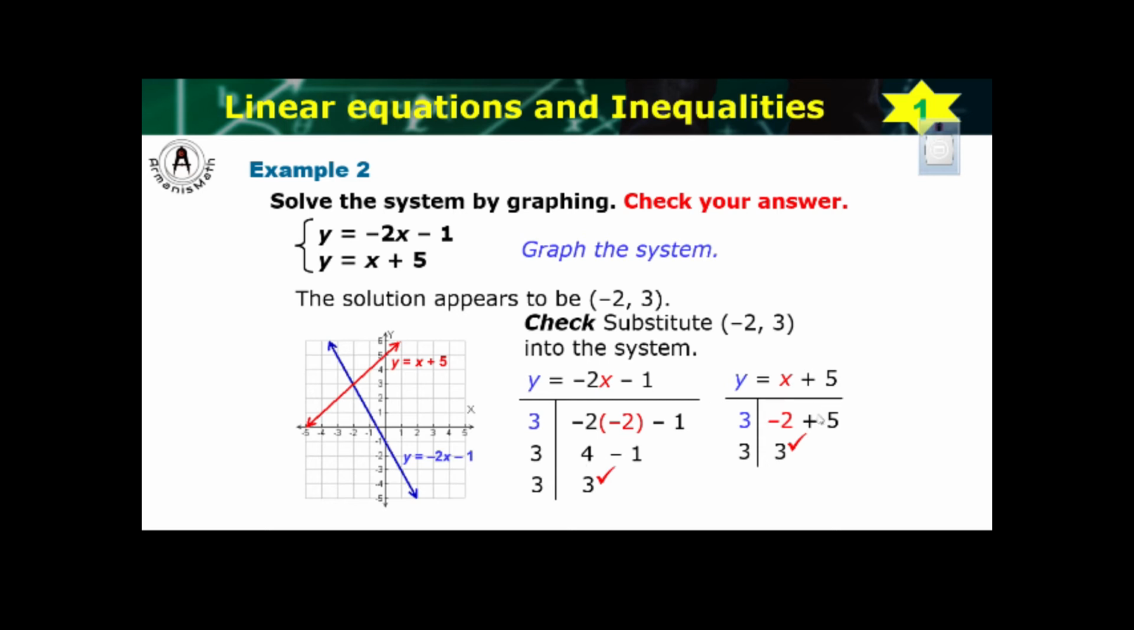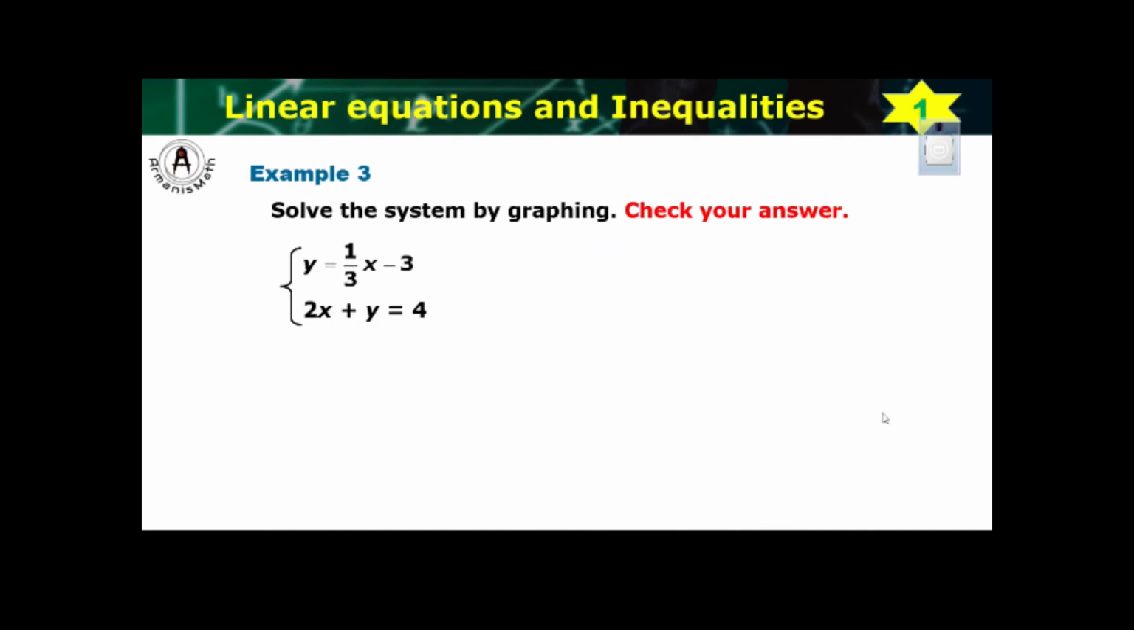Could it be that it only checks in one equation and not the other? Yes, of course. Then is it going to be a solution? No, it's not going to be a solution. It'll be a mistake. It's just not a solution. But for this example, yes, this is a solution since we graphed it and we also checked the answer.